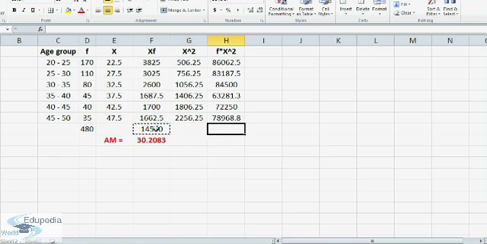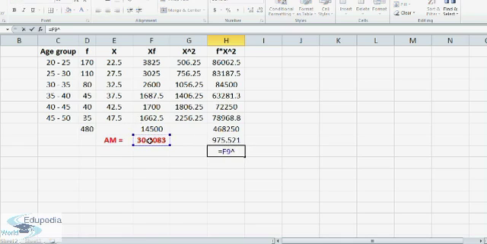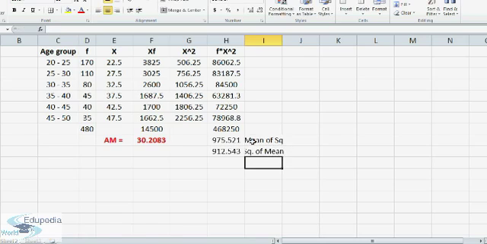So the sum would be this, and then I need to find the mean of squares. I have the squares here. I need to find the mean of squares, and that will be simply this value divided by the sum of the frequency. So the mean of squares here is 975.521, and the square of mean, we have the arithmetic mean here. The square of this would be 912. So my variance, let me write that here first. This is your mean of squares, and this is your square of mean.